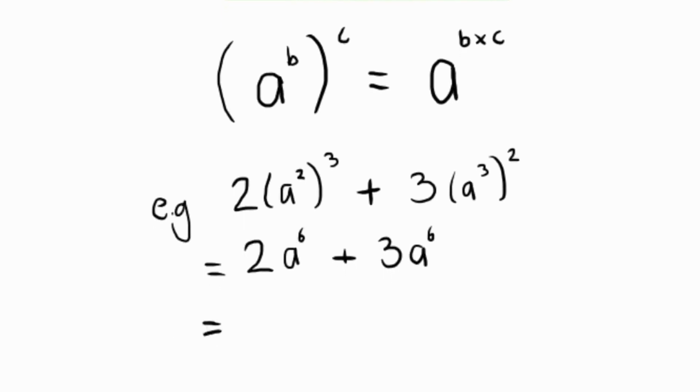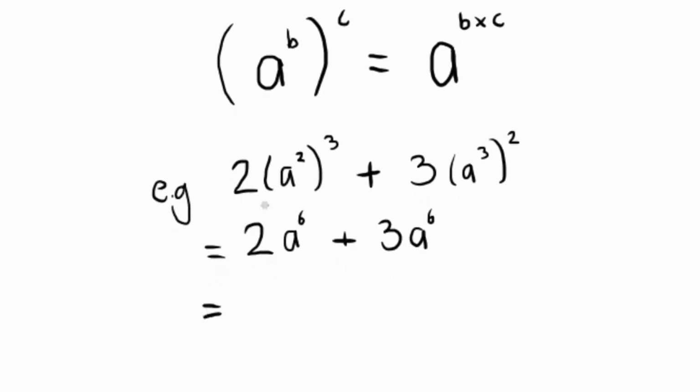Now let us spot the like terms. Remind yourselves, like terms are those who have the same variables with the same powers, a to the power of 6 and a to the power of 6. And so lastly, we have 5a to the power of 6.